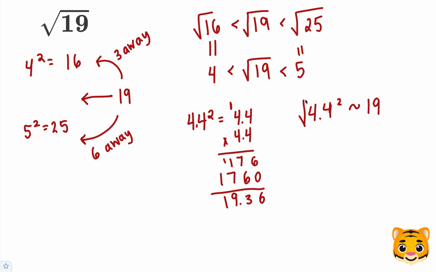So then we can take the square root of both sides. When we take the square root of 4.4 squared, we can cancel out the square root with the squared, and that leaves us with 4.4. We can say that 4.4 is approximately the square root of 19.